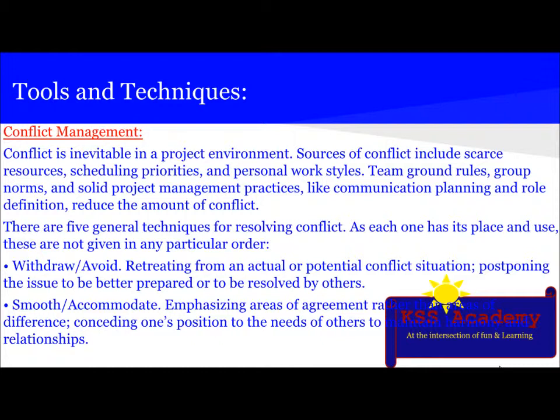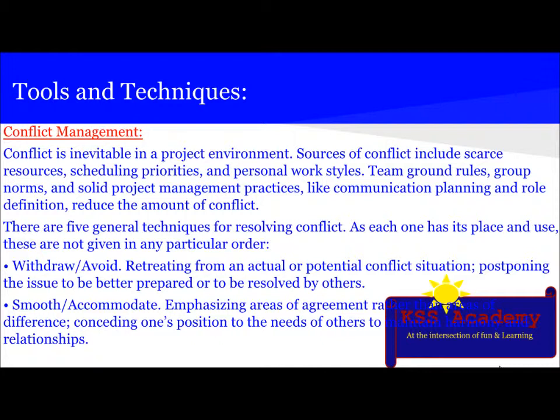There are five general techniques for resolving conflict. As each one has its place and use, they are not given in any particular order. So the first technique to resolve conflict is withdraw or avoid, which means retreating from an actual or potential conflict situation, postponing the issue to be better prepared or to be resolved by others.